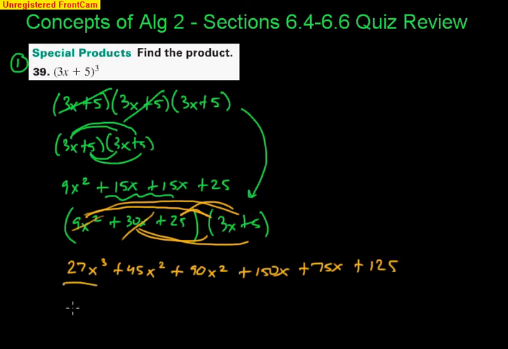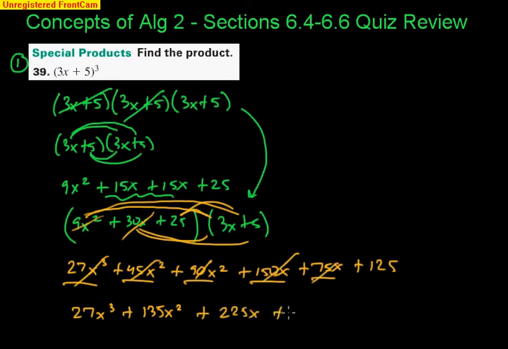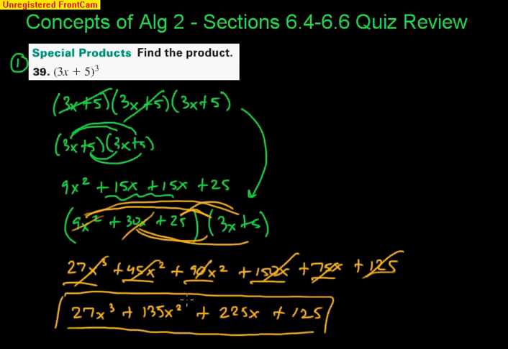Highest power first. 27x cubed is the only x cubed. 45x squared and 90x squared, both positive, so just add them together. 135x squared. The x's come next, 150 and 75. They're both positive, so just add them. 150 and 75 is 225x. And then lastly, the 125 is the only number. And it's done. And there is your simplified product for this binomial cubed.